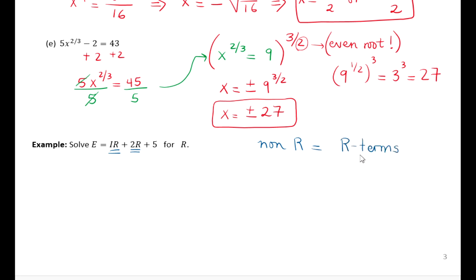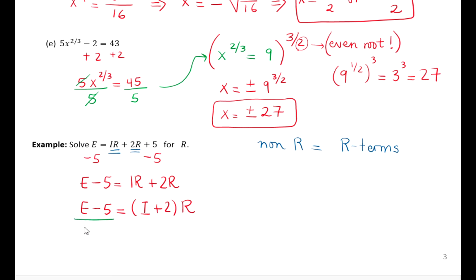Okay? So in that case, these are at the correct side. This E is on the correct side, but 5 is not on the correct side. So let's subtract 5. This is really common in many application problems, so that's why we include that one. So E minus 5 becomes IR plus 2R. Now you see both of them have an R, so I can factor R out. So I got E minus 5 equals I plus 2 times R. So I factor R out on the right side.